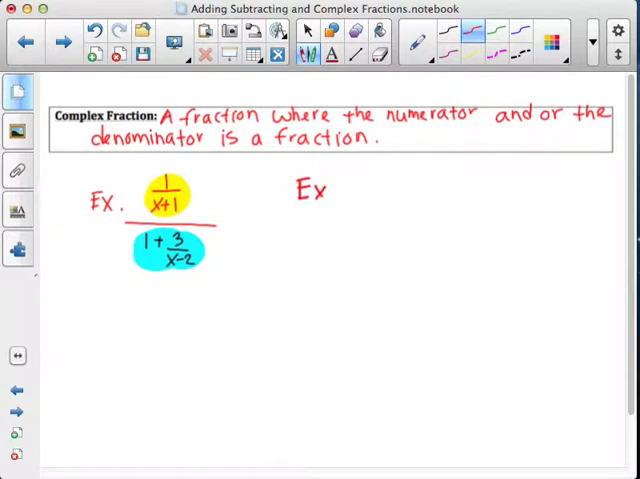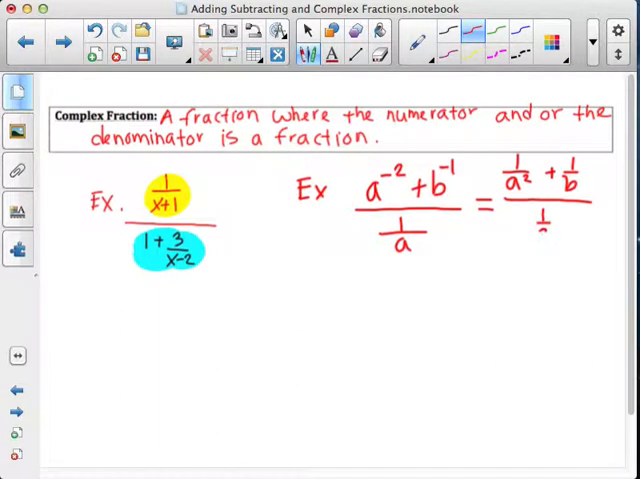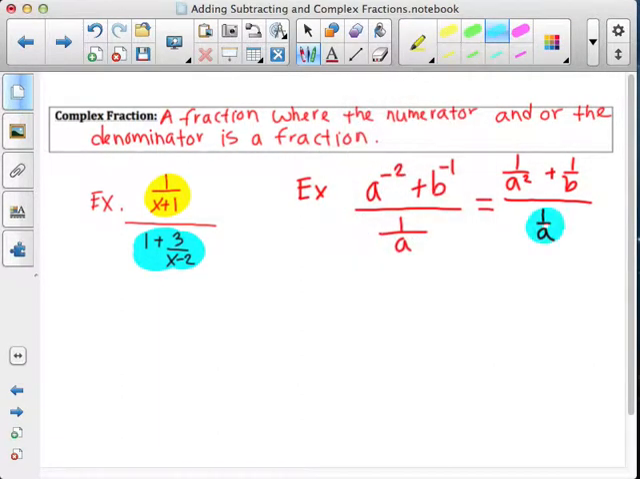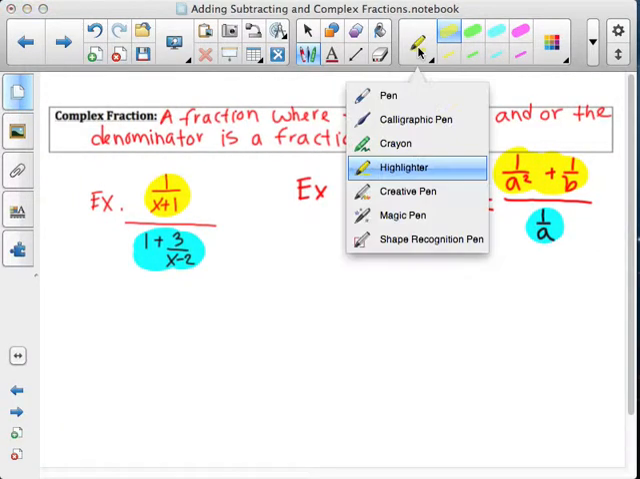a to the power of negative 2 plus b to the power of negative 1, all over 1 over a. Well, the numerator is actually a fraction because if you think about your properties of exponents, this is really 1 over a squared plus 1 over b, all over 1 over a. So the numerator and the denominator are both fractions. So these are examples of complex fractions.